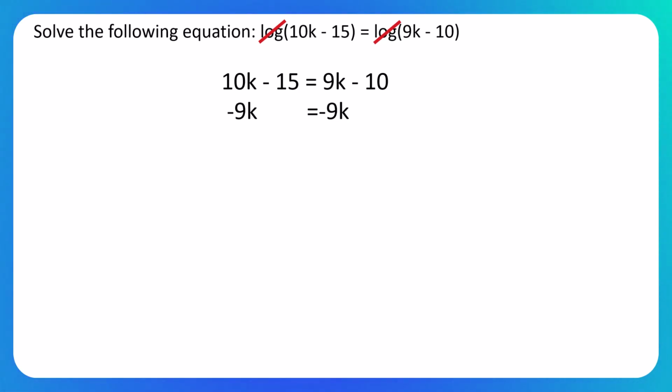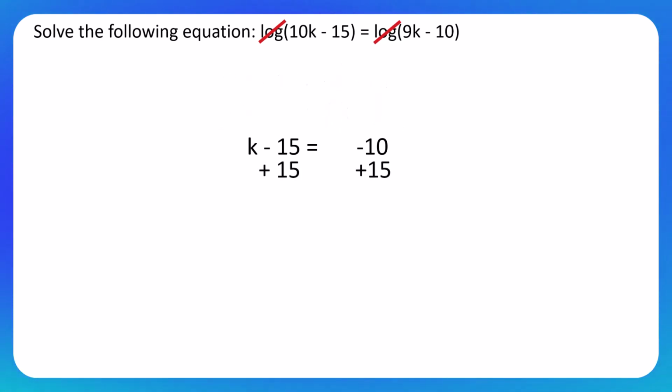So I'm going to start by subtracting 9k from both sides to move the variable to the left. 10k minus 9k is 1k. Bring down the negative 15. Bring down the equal. 9k minus 9k is 0. And then bring down the negative 10. Okay, finally, add 15 to both sides. Bring down the k. K is equal to positive 5.